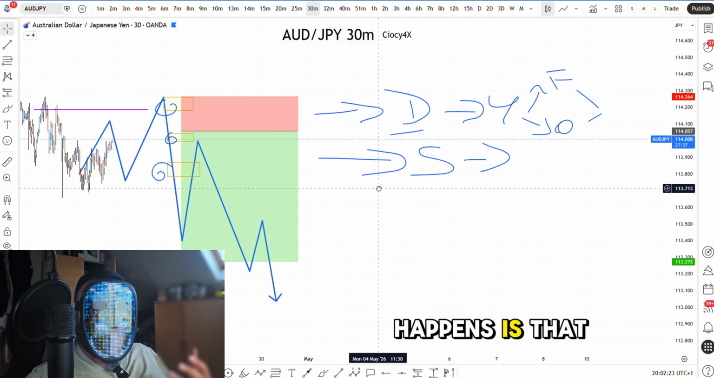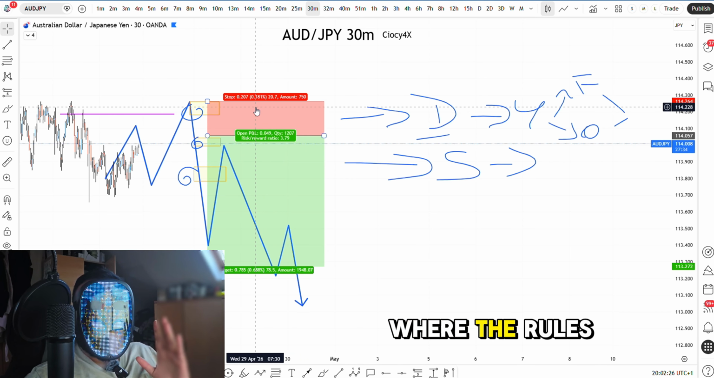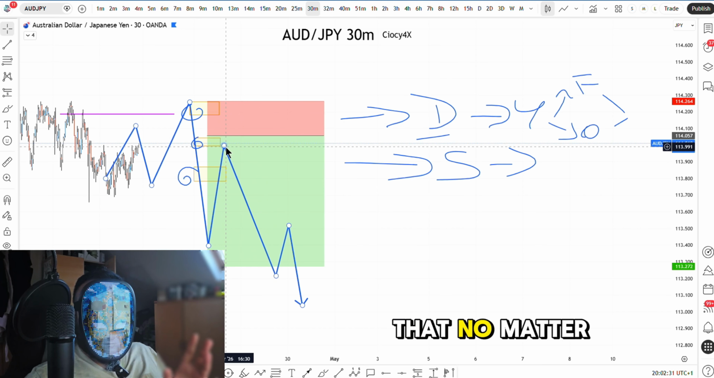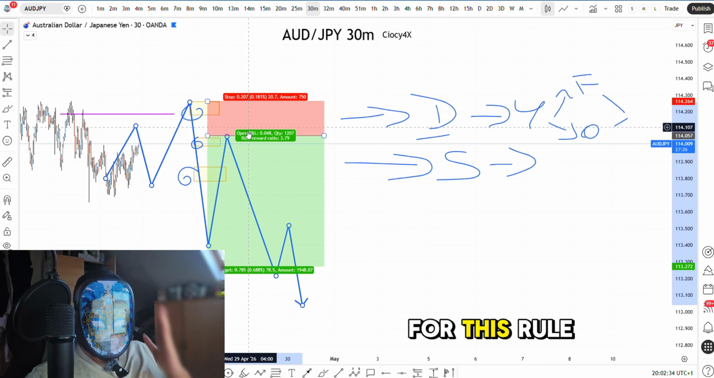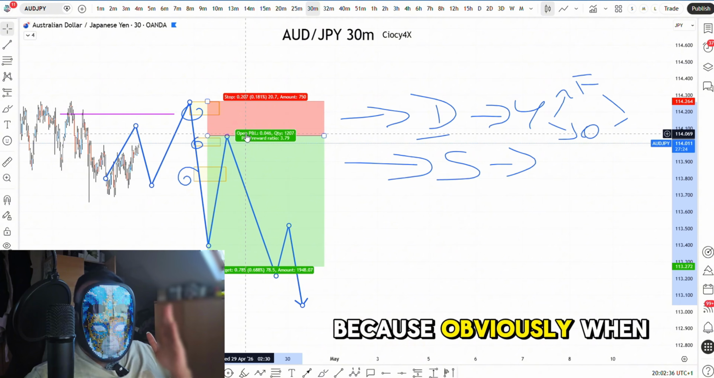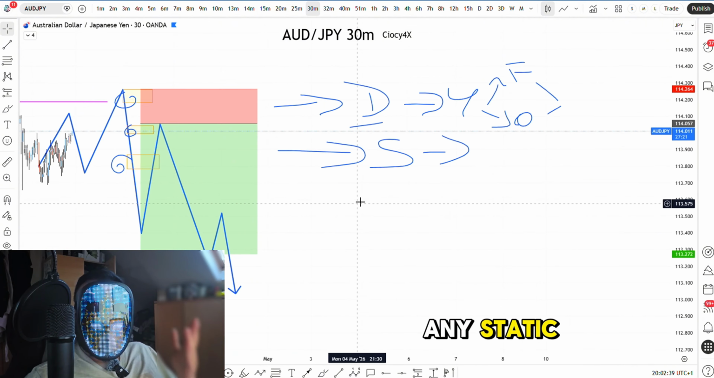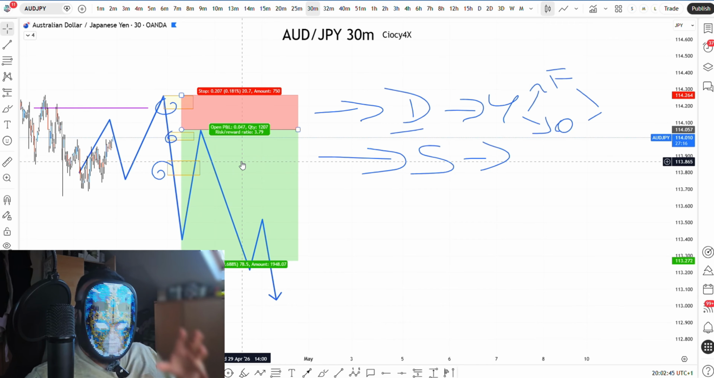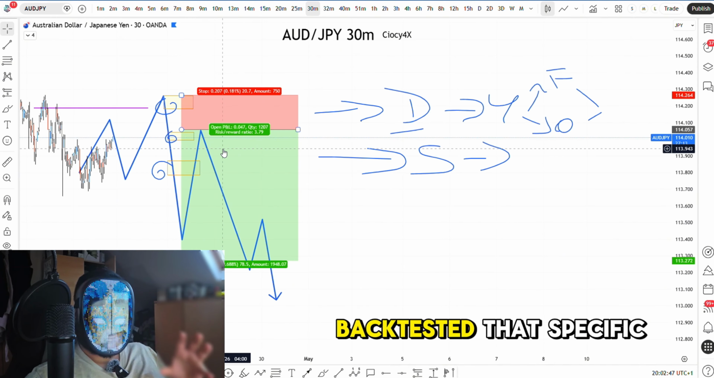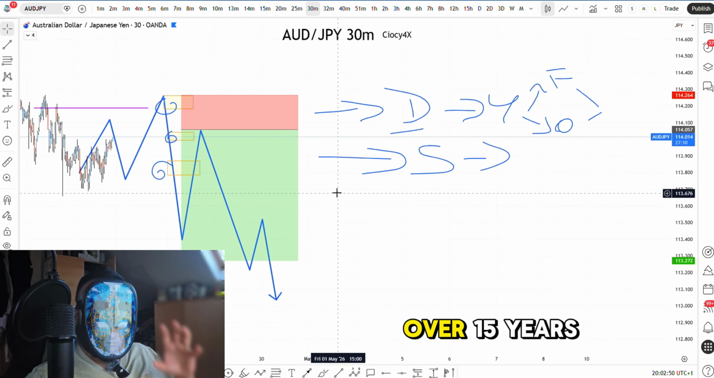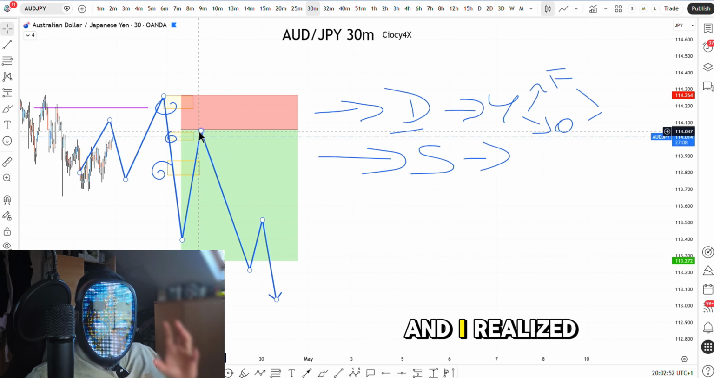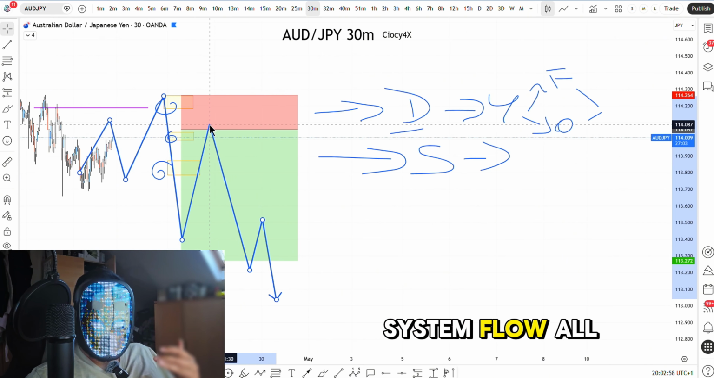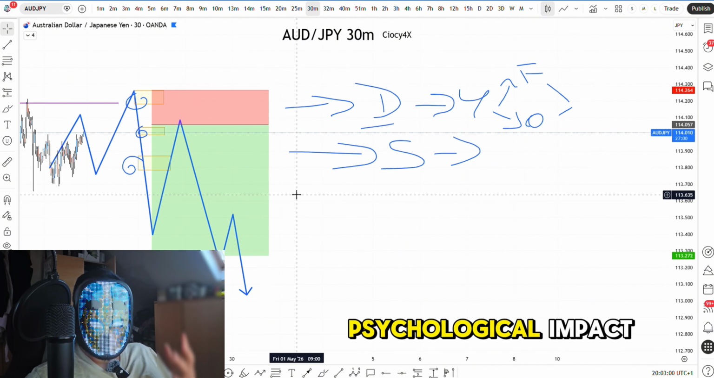So then what happens is that when you do static, where the rule is mechanical, is fixed, in this case the 20 pips, then you know that no matter what happens, you just wait. You just wait for this rule to play out. Because obviously, when you set that specific rule and it's static, it's because you already backtested thousands of times. So the system that I teach in my mentorship to my students, I have personally backtested that specific entry model that is static over 15 years of data, and I realized that that is the most logical approach for me to make the system flow all the time without having major psychological impact.